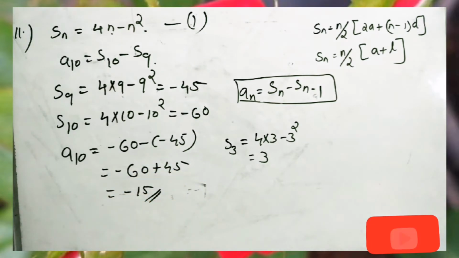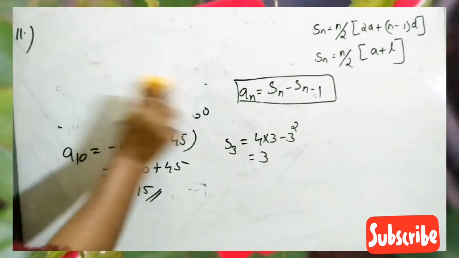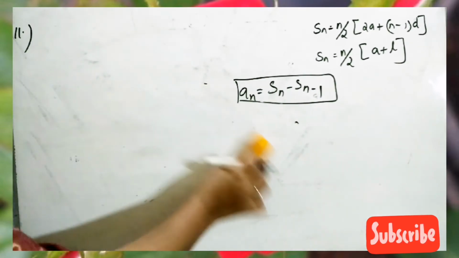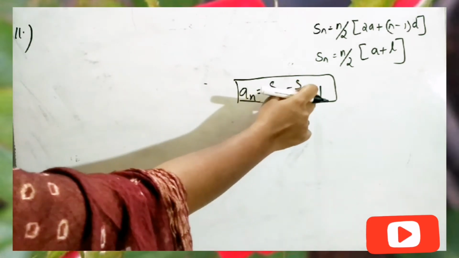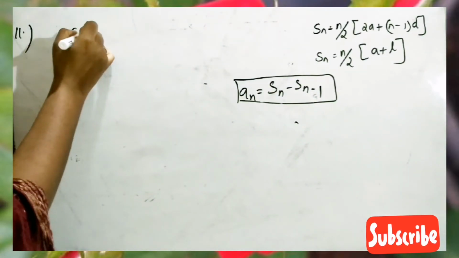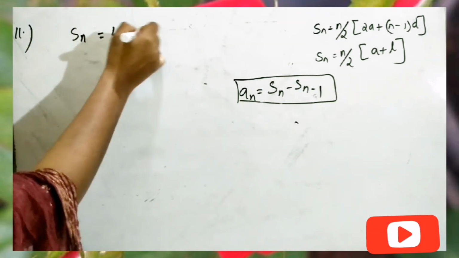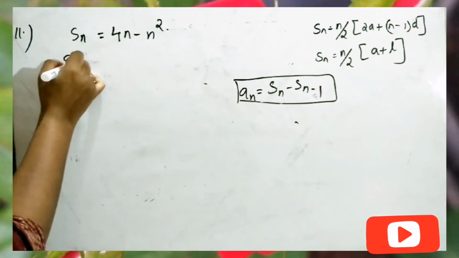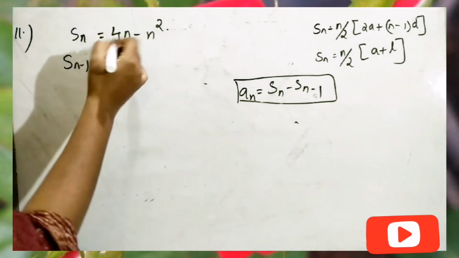So we got A10. One more sub question is that we need to find the nth term. What is the nth term? The nth term An is equal to Sn minus S(n minus 1). Sn is given in our question, that is 4n minus n square. That is our Sn. Then S(n minus 1) means we need to replace all the n by n minus 1. Just replace this n by n minus 1.